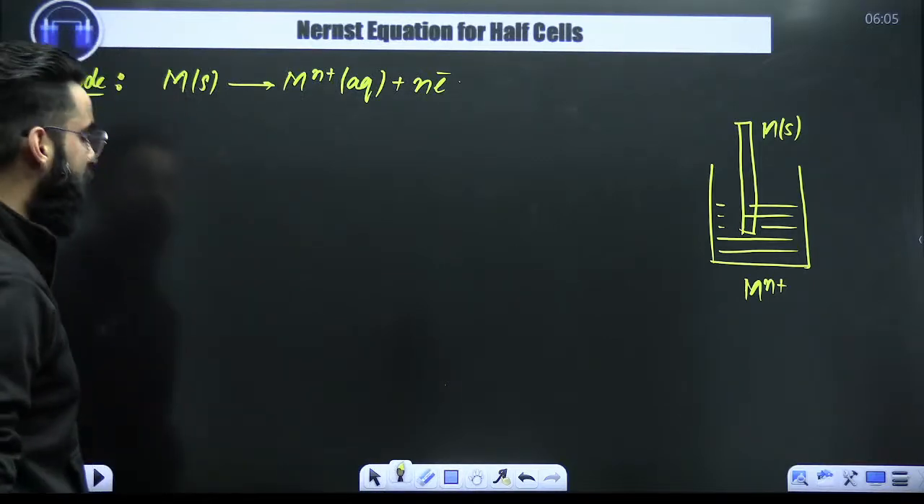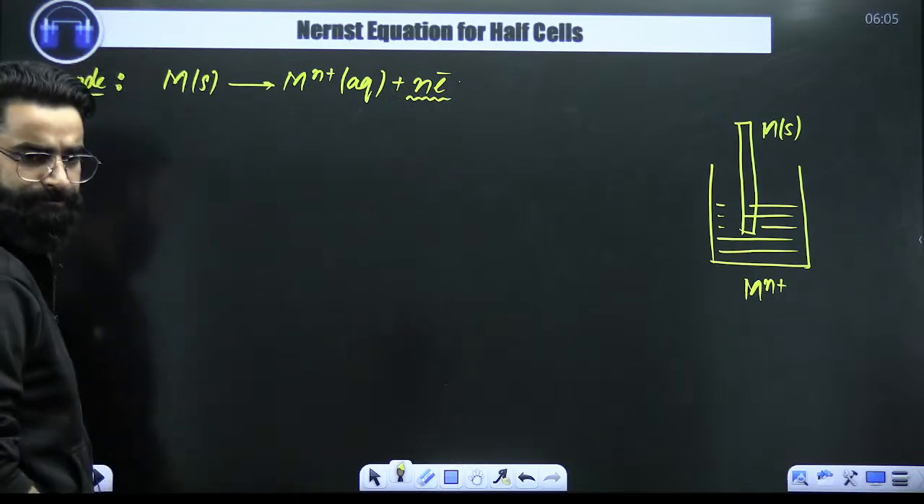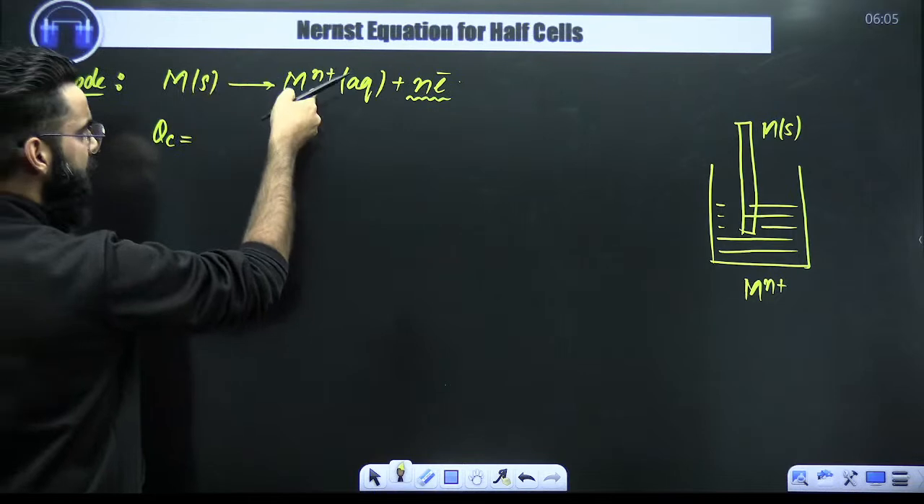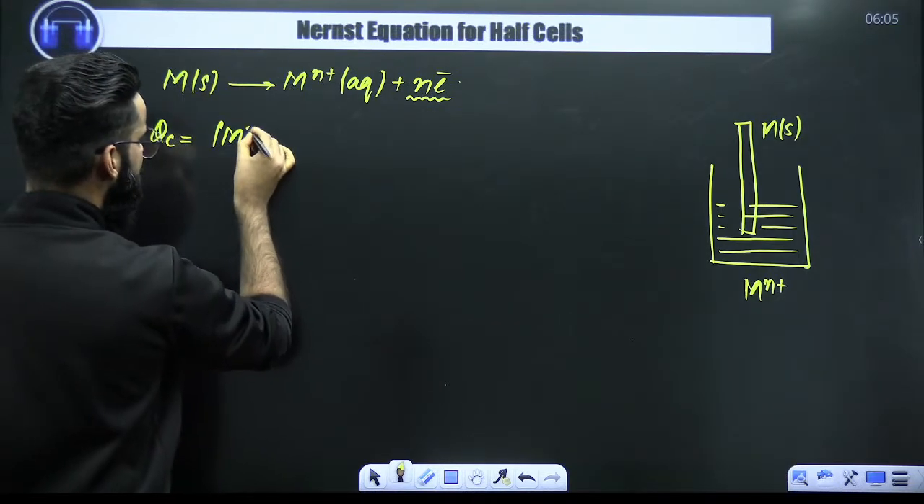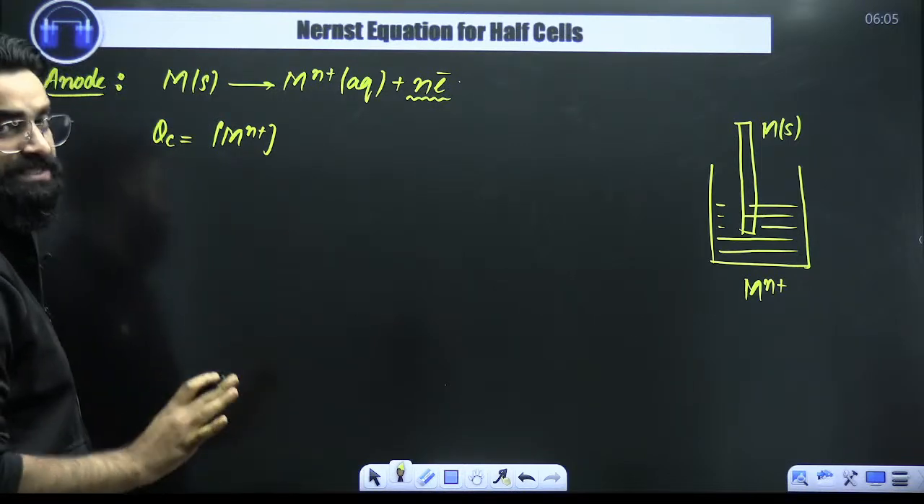Now try to understand. This n represents the number of moles of electrons exchanged, right? Now I'm asking you to get the Qc value. Start with the product. It's going to be the concentration of Mn positive raised to the stoichiometric coefficient, that's 1. The metal is in solid state, so its activity is taken as unity.